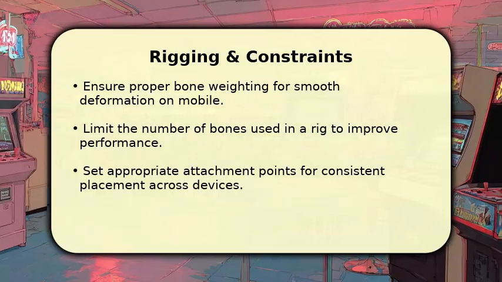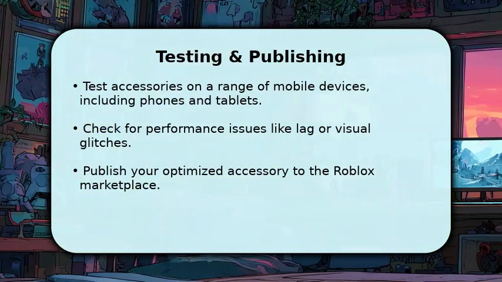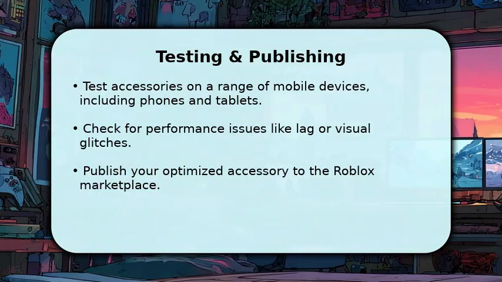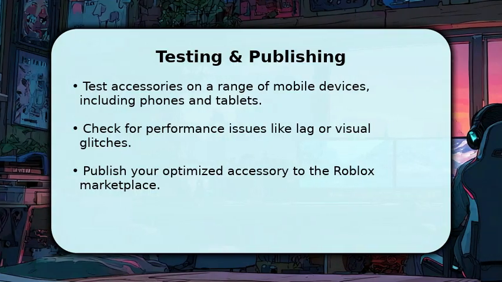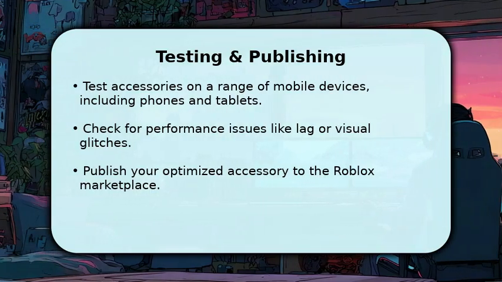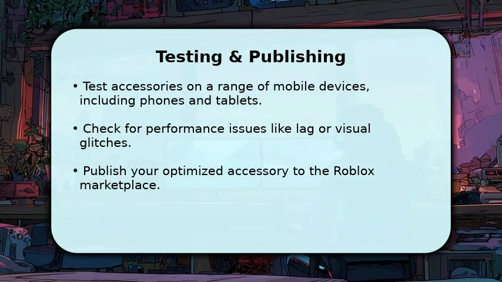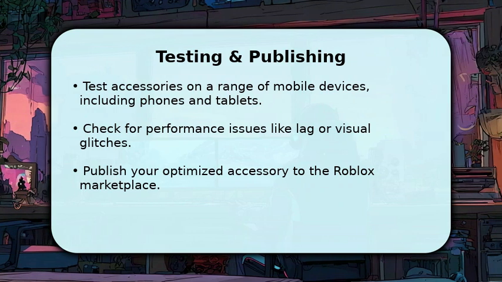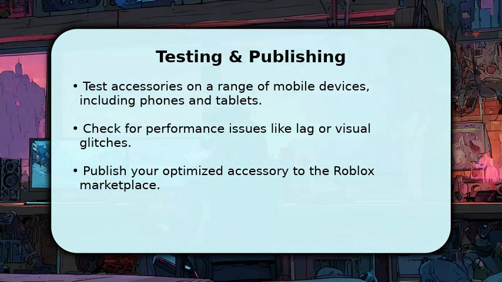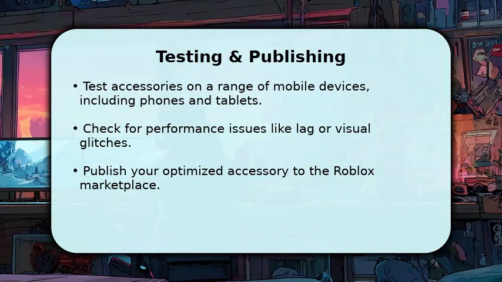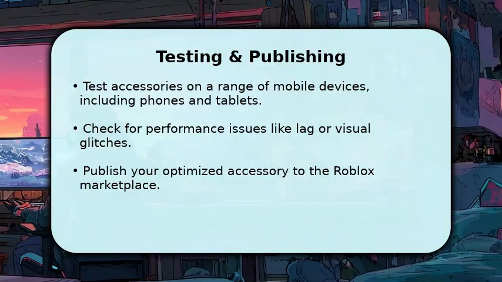Before publishing, thorough testing is crucial. Test your accessory on a variety of mobile devices, including both phones and tablets, to identify any performance issues like lag or visual glitches. Pay close attention to how it scales and interacts with different avatars. Once you're confident in its performance and appearance, you can publish your optimized accessory to the Roblox marketplace, making it available to millions of mobile users.